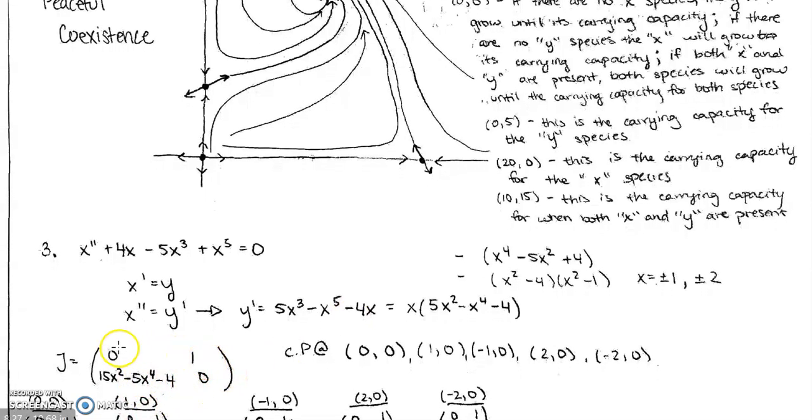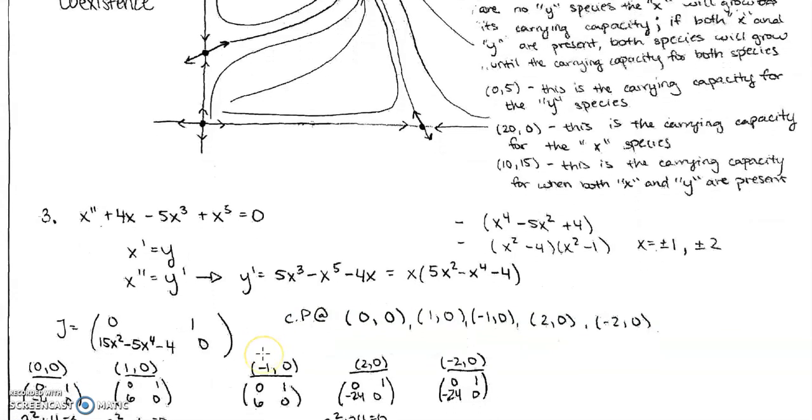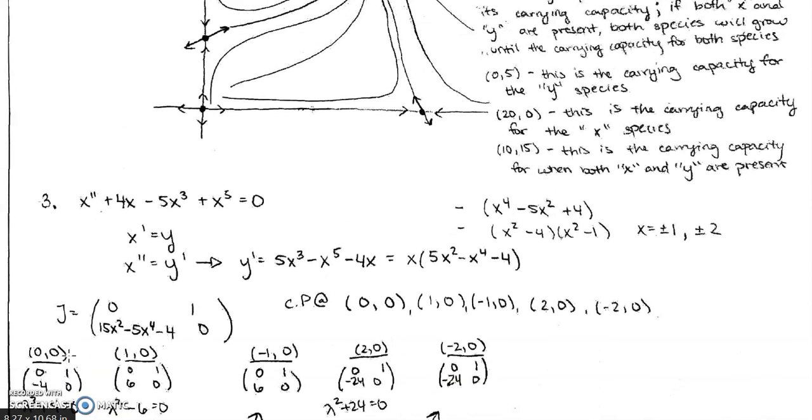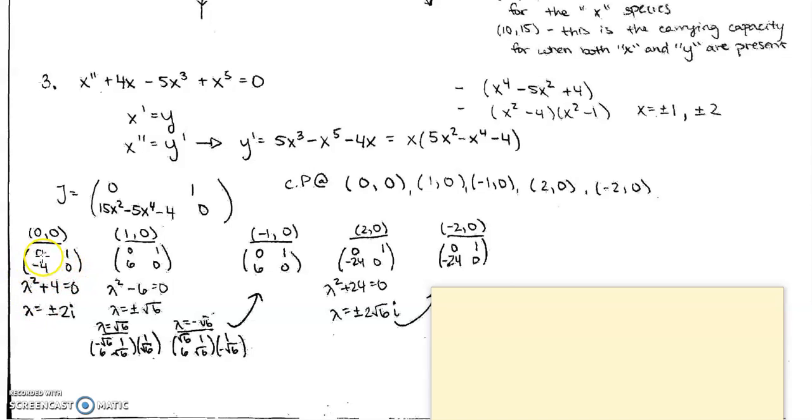Here's the Jacobian. It's nice, it's got some zeros. At 0, 0, I get plus or minus 2i. What's that mean? Circles. At 1, 0, I get plus or minus root 6. Notice that is a root 6, which is not an imaginary number. That is real. So it's going to give me a saddle because I got a positive eigenvalue and a negative eigenvalue.